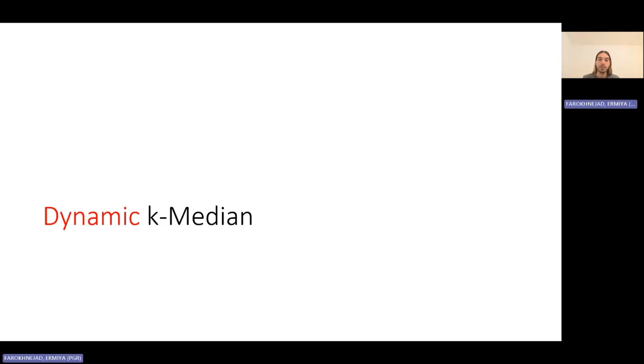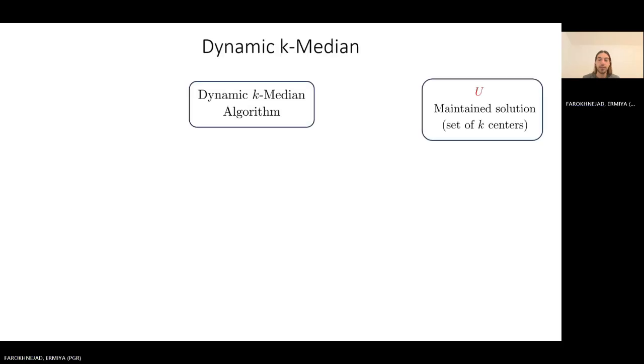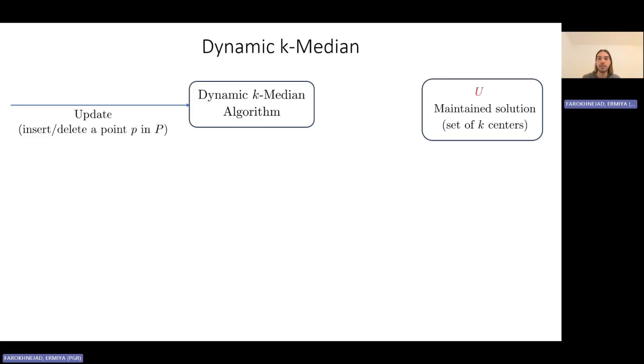All right, now what happens in the dynamic setting? In the dynamic setting, the input space is changing. So we have a current space, and the algorithm has a solution on this space. Now an update comes to the algorithm. What does it mean? It means that a new point is going to be inserted to the space, or some point is going to be removed from the space. After this update, the algorithm is going to change its solution. The algorithm is going to insert some new centers into U and remove some of the previous centers from U in order to come up with a new solution for the new space.